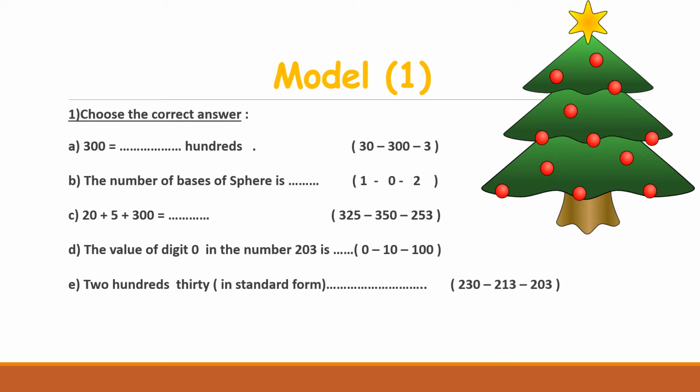So Junior 2, choose the correct answer. 300 equal how many hundred? So 100 have a number beside her? No. So 100 has how many zeros? 2. So let's eat 2 zeros. So the answer will be 3 only.